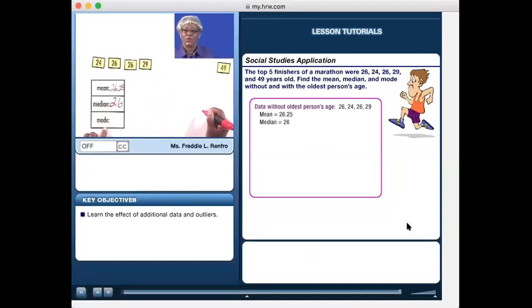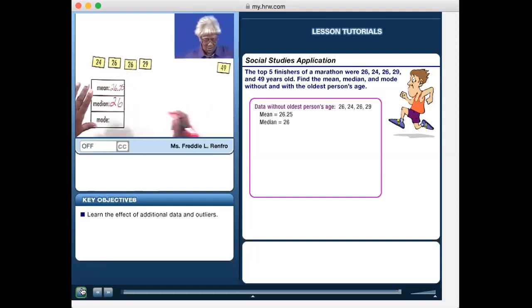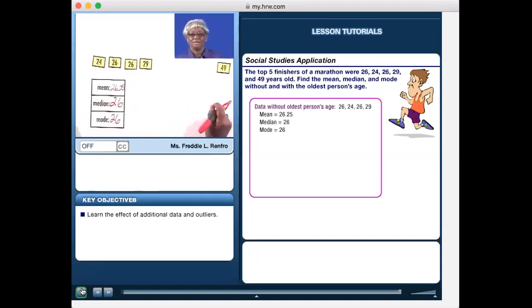What about the mode? Which age occurs the most? And for the median, when we cross off from left and right, 2 numbers are left, 26 and 26. So 26 plus 26 over 2 is 26. Once again, we can see the mode is 26.